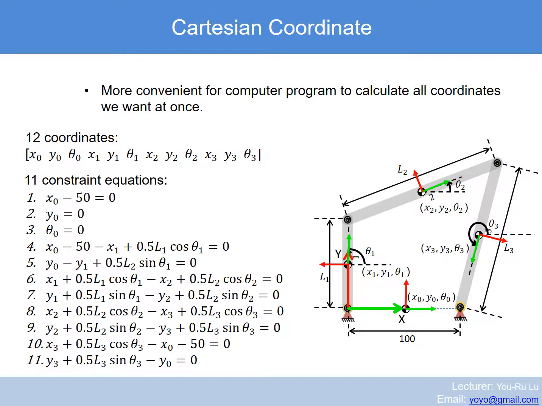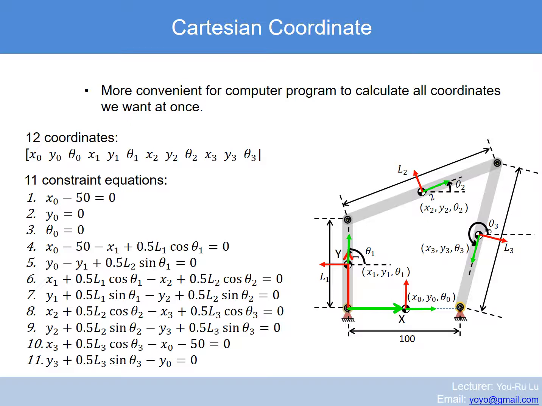The second type of coordinate system is Cartesian coordinate, which we will use a lot in the following lectures. If we want to use this coordinate system to describe the motion of a four-bar linkage system, we will need 12 coordinates and 11 constraint equations. Don't worry if you don't know how to derive 11 constraint equations here. We will talk about that later.